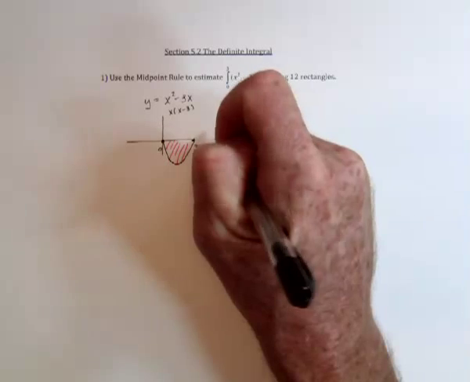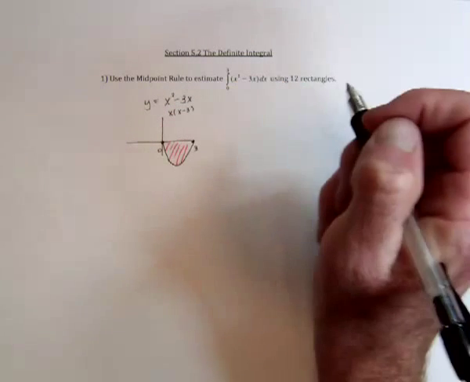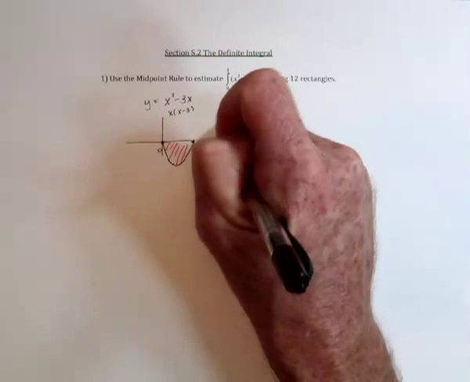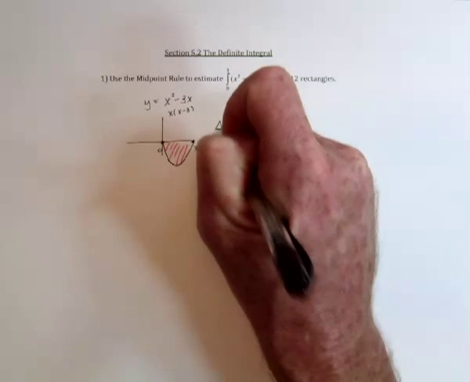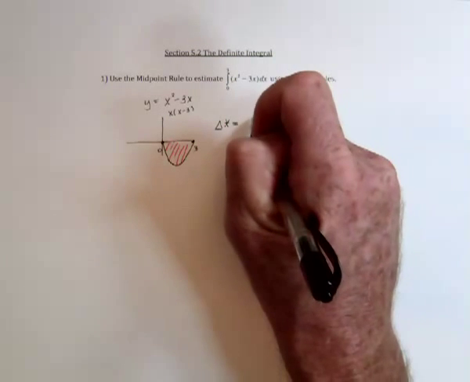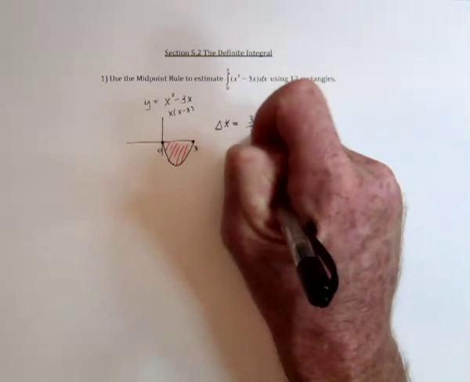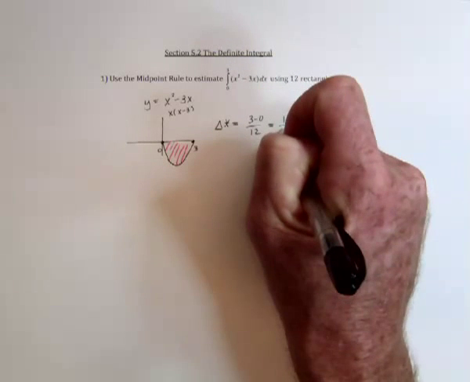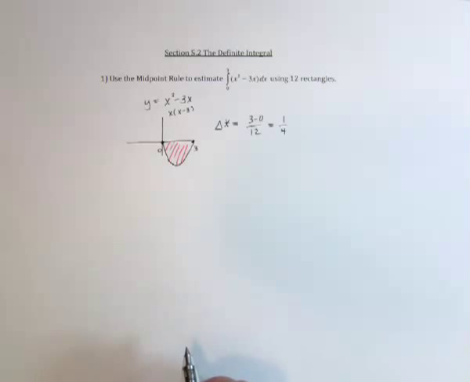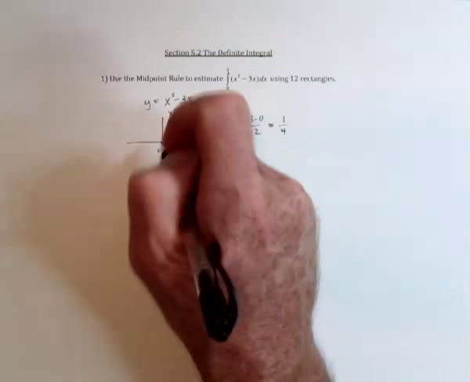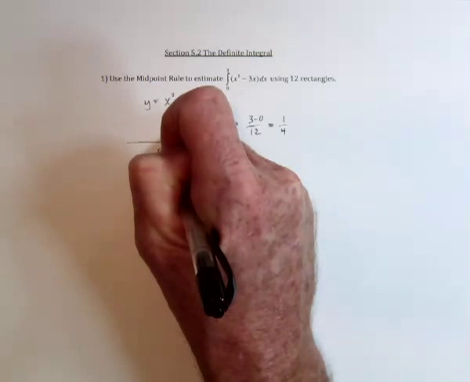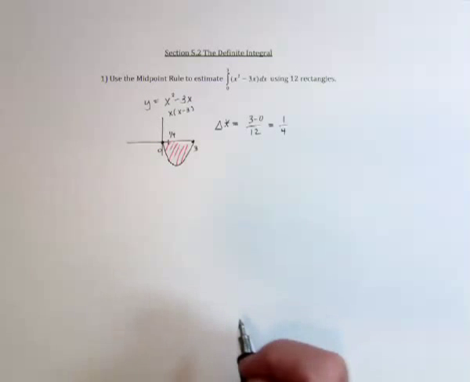So first of all, take that interval from 0 to 3 and divide it into 12 pieces. So you'd have delta x is equal to (3 minus 0) divided by 12. Or in other words, each one is going to have a length of 1/4. So go from 0 over to 1/4, and then another quarter, etc.